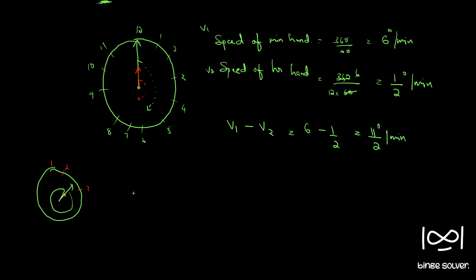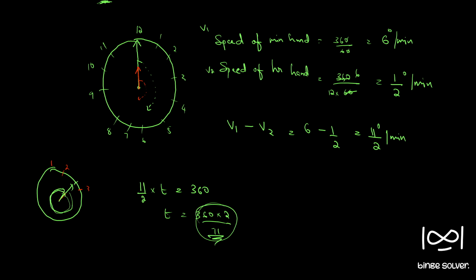So we know that the relative speed is 11 by 2, and we can use that: 11 by 2 degrees per minute into t is equal to 360 degrees. Then t equals 360 into 2 by 11. So this many minutes they will take to travel 360 degrees from this point. So we can solve questions like that.